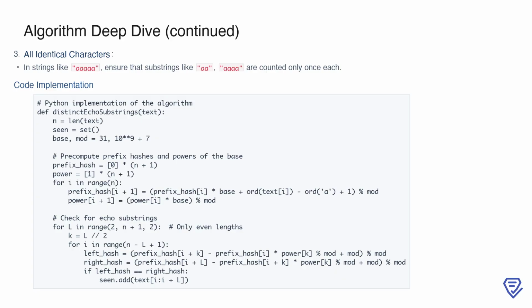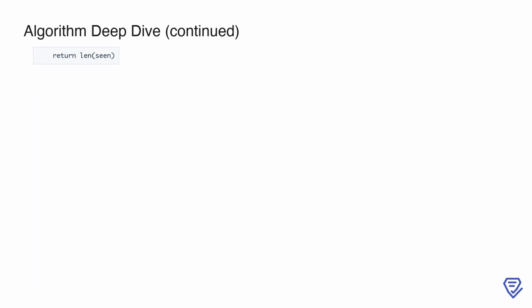The code implementation of this algorithm begins by initializing the length of the string and the hash set. We also define the base and modulus for hashing. Next, we precompute the prefix hashes and modular powers. For each even-length substring, we calculate the hashes of the two halves and compare them. If they match, the substring is added to the hash set. This ensures that all echo substrings are accounted for while avoiding duplicates. Finally, the function returns the size of the hash set, which represents the total number of distinct echo substrings.